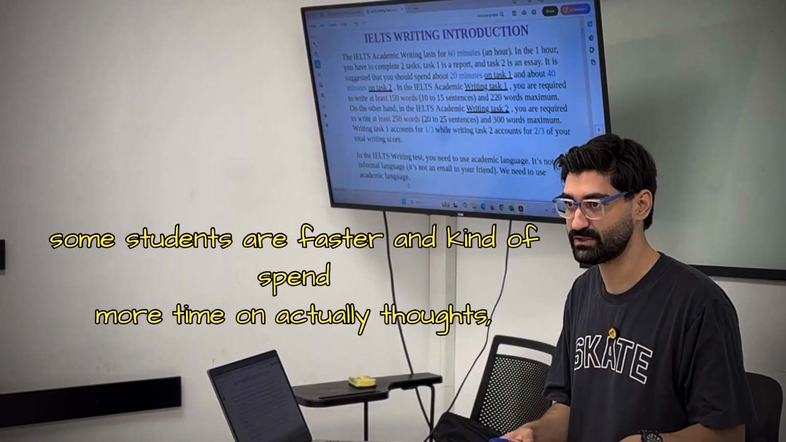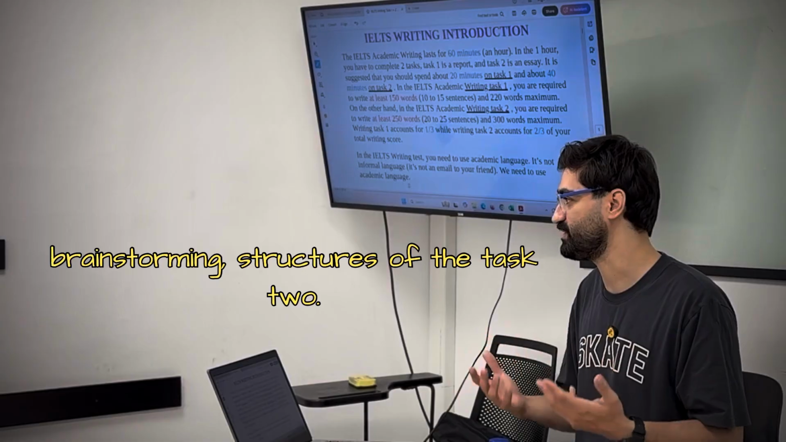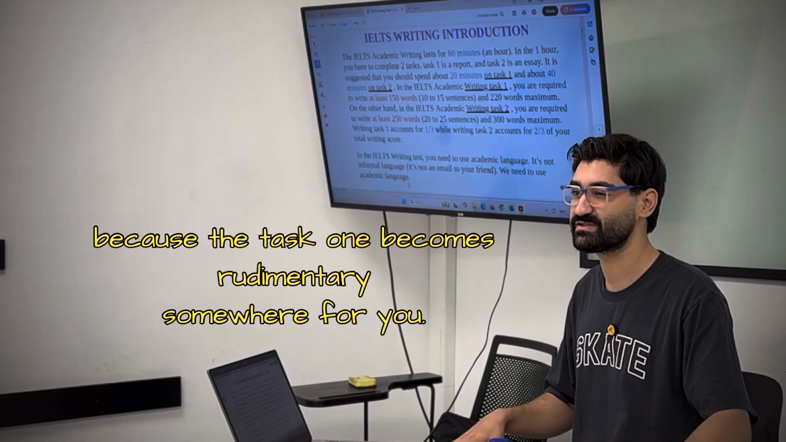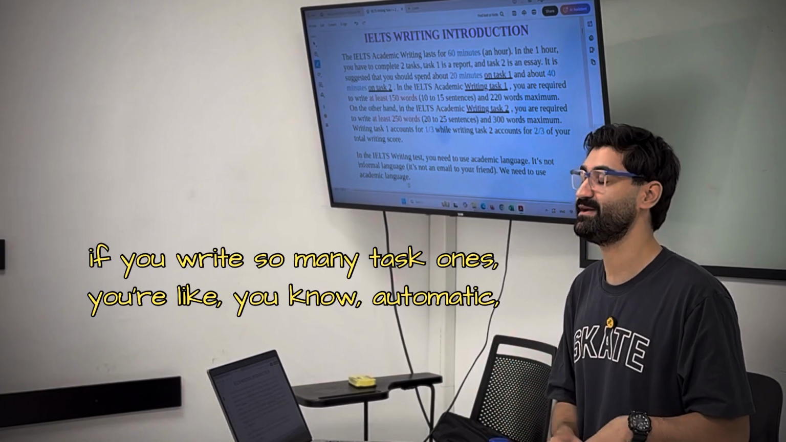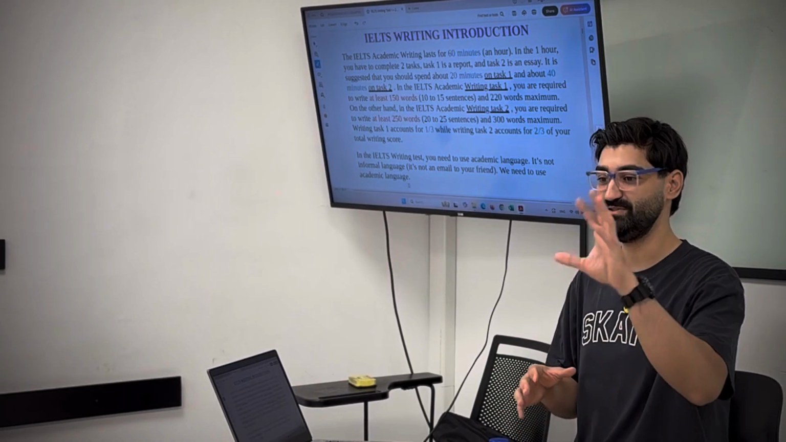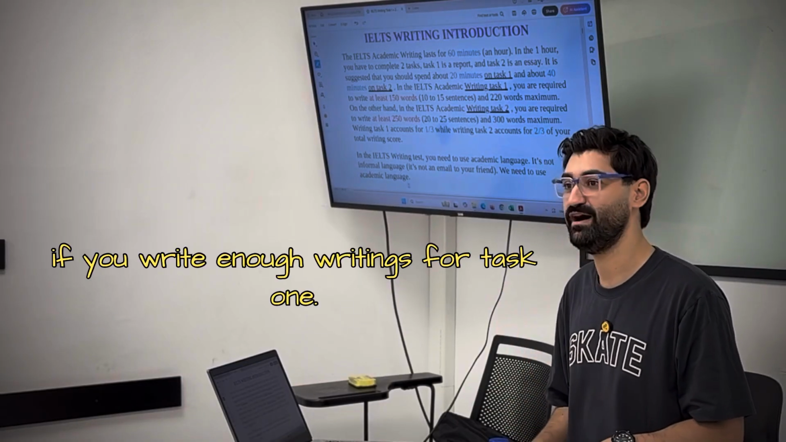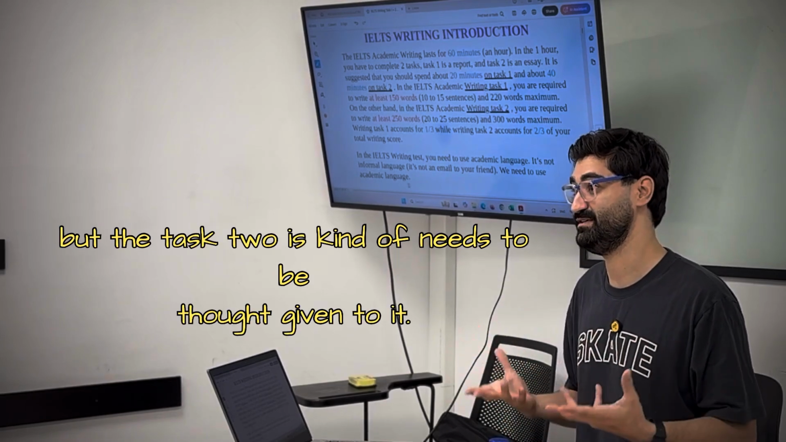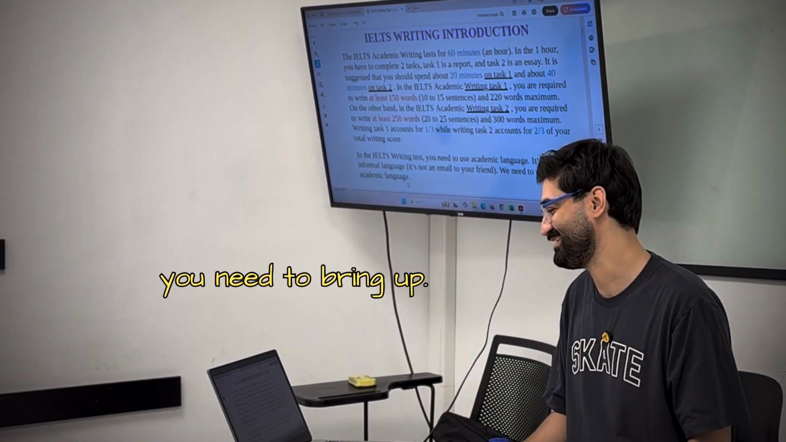Some students are faster and spend more time on thoughts, brainstorming, and structures of task 2, because they want to get a better score, because task 1 becomes rudimentary for you. If you write so many task 1s, it becomes automatic. You just analyze it, like a pro. But task 2 needs thought given to it, right? Attention, thoughts. It's like a baby. You need to bring it up, okay?